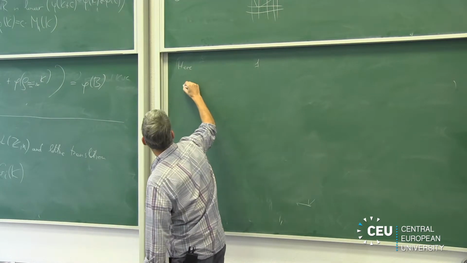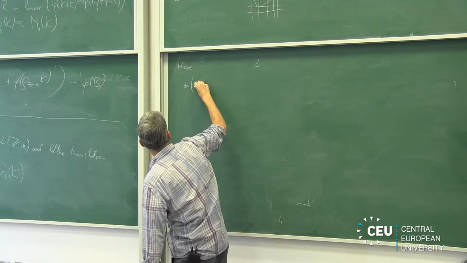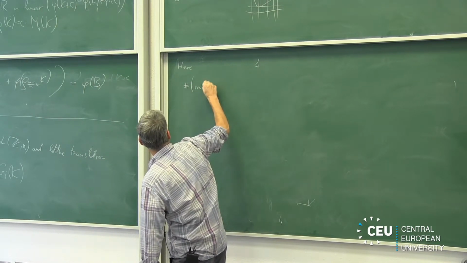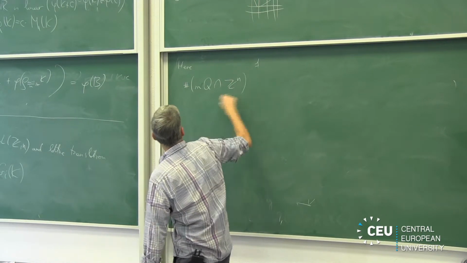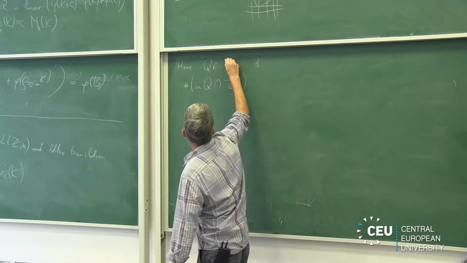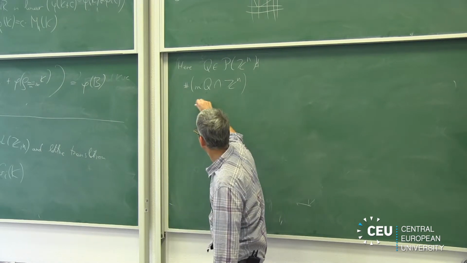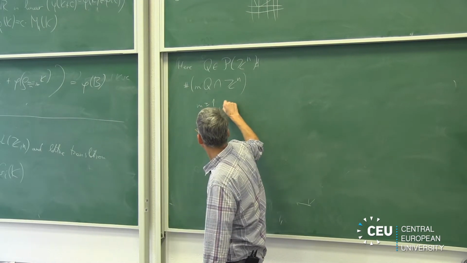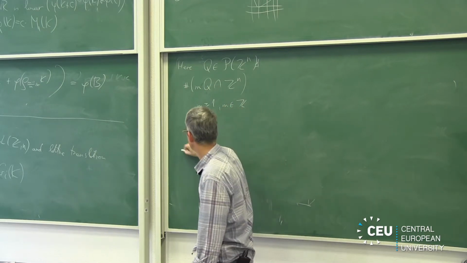But we have the number of lattice points in, say, m times Q. What I do is I have this lattice polytope Q, and I take all the integer multiples so that I blow it up.